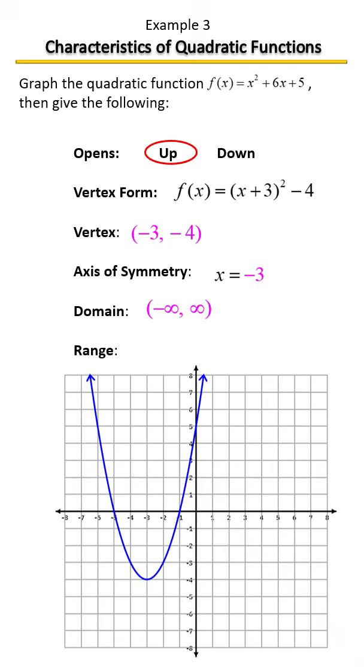We always write it from least to greatest, so that would be starting at negative 4 with a bracket. Go forever to infinity and always close infinity with a parenthesis.